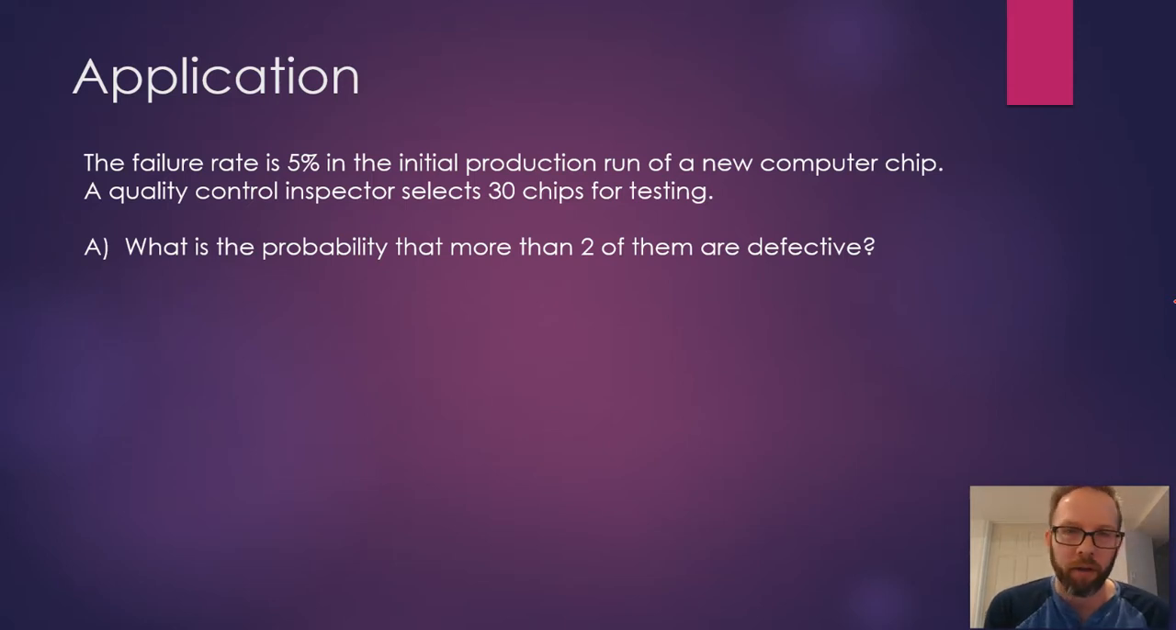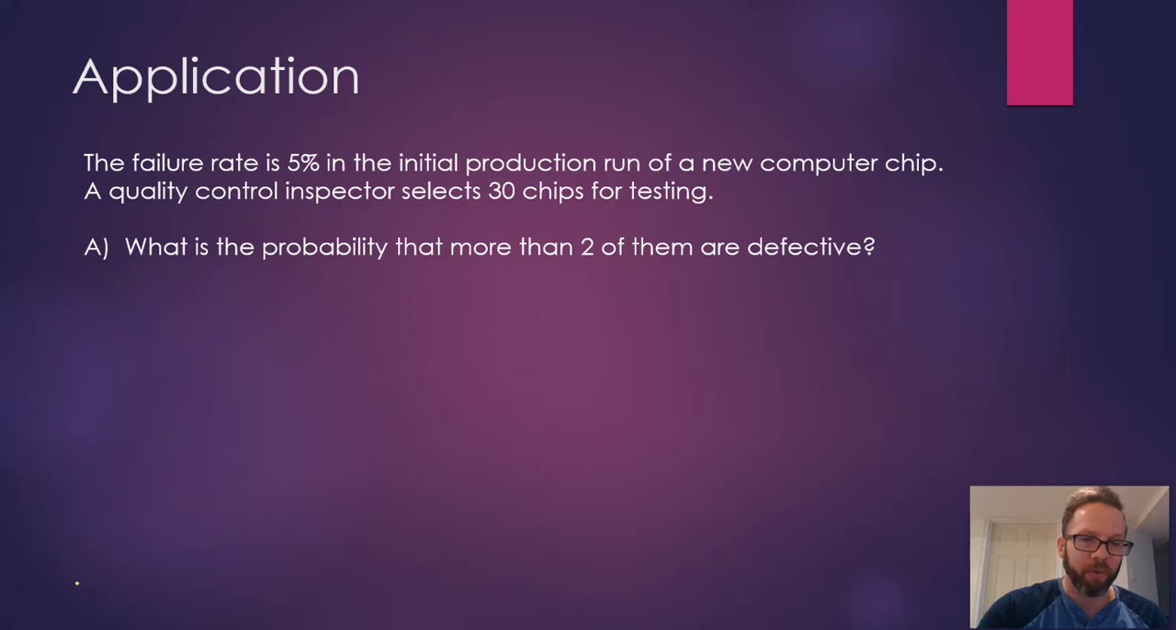Let's say we have a manufacturing plant making computer chips. Let's say the failure rate is 5% on some run. So 5% of chips are generally defective. They don't work. Usually at a manufacturing plant, when you're producing thousands or millions of units, it's impossible to check each one. So often you'll have quality control inspectors taking a random sample, just a few here or there, and testing those to get an idea of how things are going. So we're going to find the probability that more than 2 of them are defective.